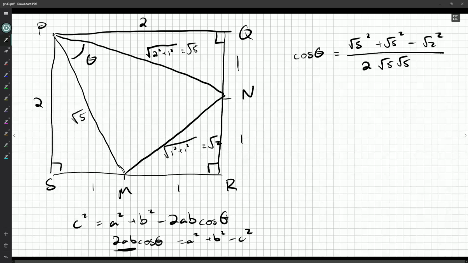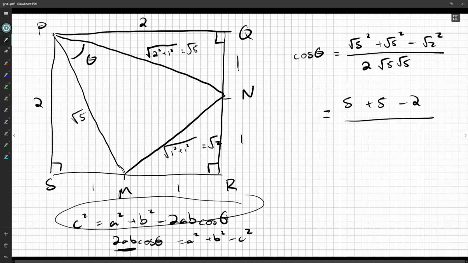That's all that's really happening here. But you can either remember just this formula, which I find most people know, and then rearrange it, or you could have the cosine theta formula memorized. But root 5 squared, we get a 5. We get a 5 minus a 2 over 2 times root 5 times root 5, so that's over 10. Is going to be 8 over 10.